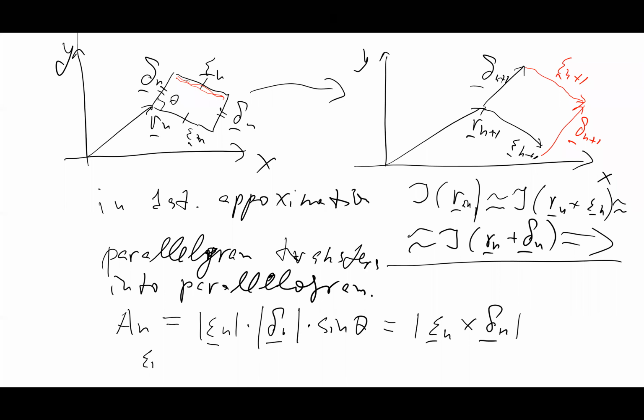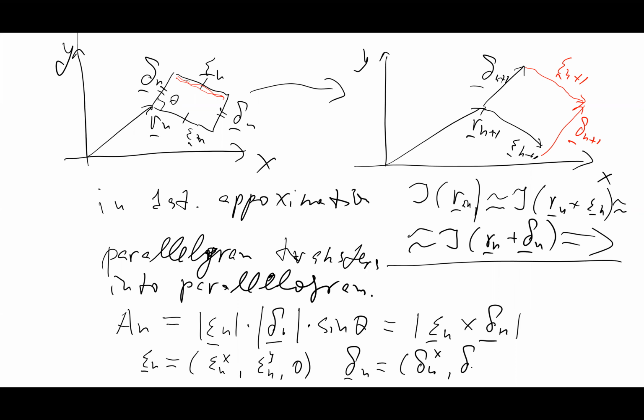Now, vector epsilon_n has components. The cross product is defined for three-dimensional vectors. Therefore, the first component is epsilon_n x, the second component is epsilon_n y, and the third component is 0. The same goes for delta_n. The third component is perpendicular to the plane which we consider: delta_n x, delta_n y, and 0.